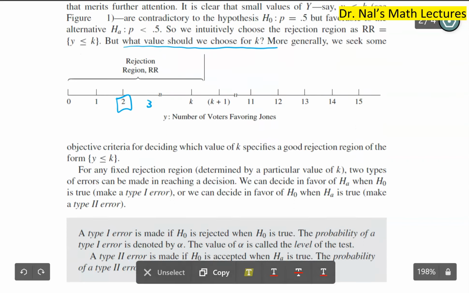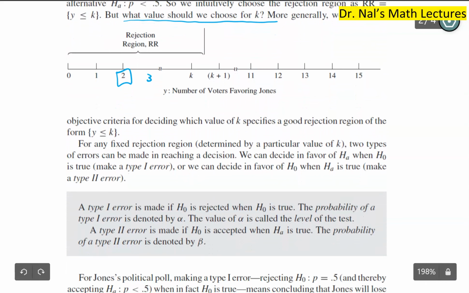More generally, we seek some objective criteria for deciding which values of k specify a good rejection region of the form y less than or equal to k. So how do we choose the k? That's the thing. We can't just randomly pick y equals 2 like we did in the example. For any fixed rejection region, two types of errors can be made in reaching a decision. We can decide in favor of the alternative hypothesis when actually the null hypothesis was still true. In that occasion, we would say that we made a type 1 error.